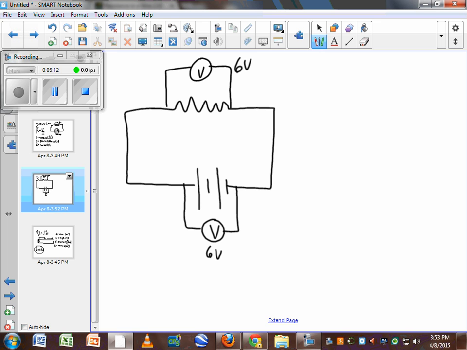So the V across that resistor is 6 volts. Let's say they tell us the resistance is 12 ohms, so let's go ahead and put in 12 ohms. And now we want to solve for the current. The large side of the battery is positive, the small side is negative, and so we have this current flowing through the resistor, back to the battery.